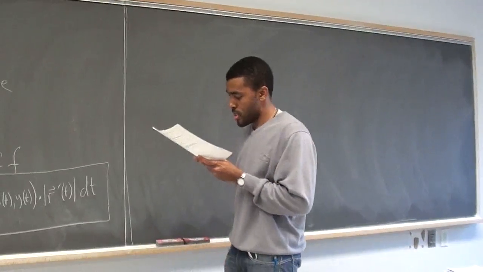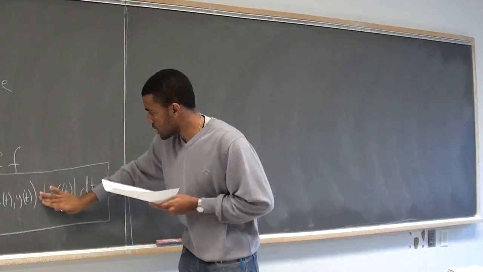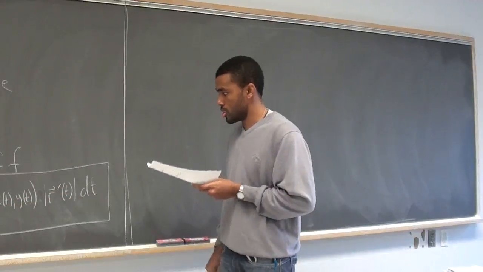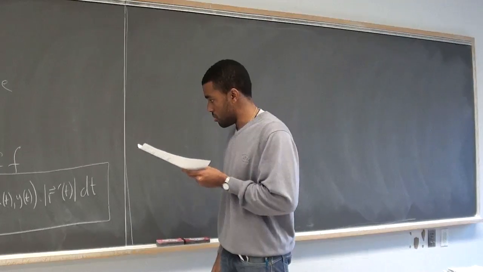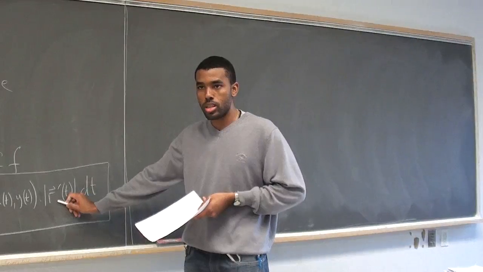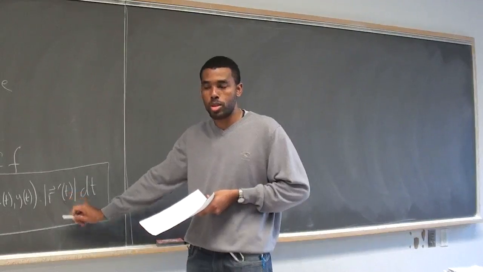That's a dot product. This is a scalar function, not a vector function. It's a regular product. And of course, you guys remember what this means. It's the radical of x prime squared plus y prime squared.